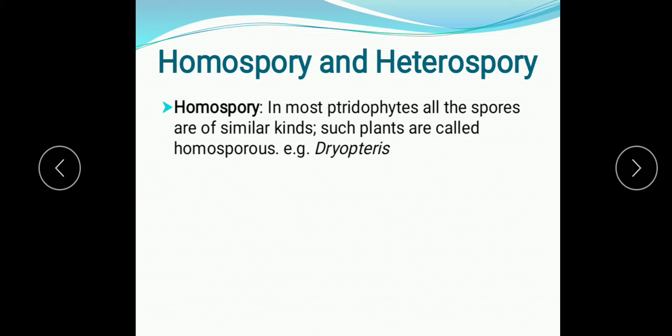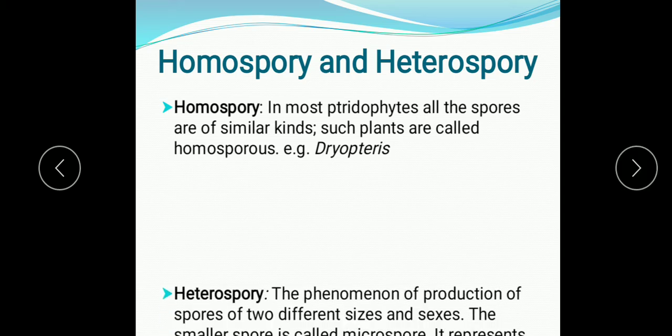And further we'll study the life cycle. Before the life cycle, we will study homospory and heterospory, two conditions in the pteridophytes. What is homospory? Homo means similar, spory means spore. So in most pteridophytes, all the spores are of similar kinds. These plants are known as homosporous, for example Dryopteris. That is why this condition is known as homospory, and the plants are known as homosporous.